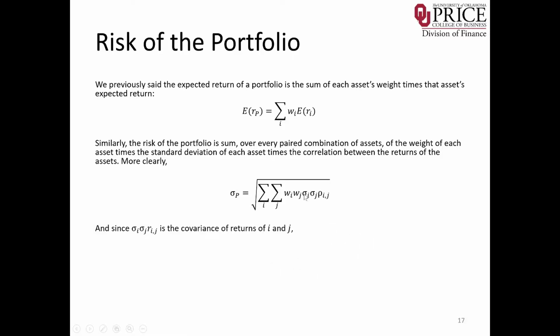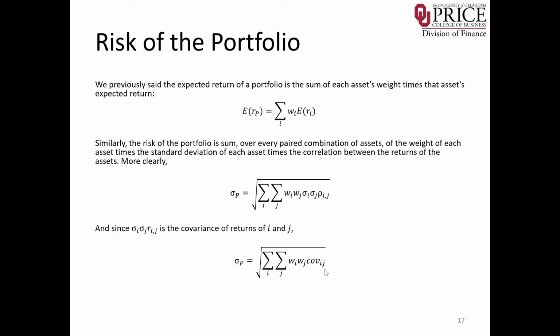And if we recognize that sigma times the correlation, and sometimes I've used R and sometimes I've used rho here, but sigma times the correlation between the two stocks is the covariance of those two stocks. So we could write it this way.